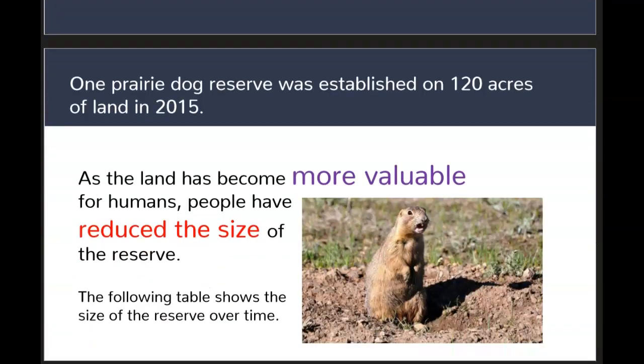One Prairie Dog Reserve was established on 120 acres of land in 2015. But as the land has become more valuable for humans, people have reduced the size of the reserve. Shocking. This prairie dog is very shocked by that fact. Very shocked. The following table shows the size of the reserve over time.